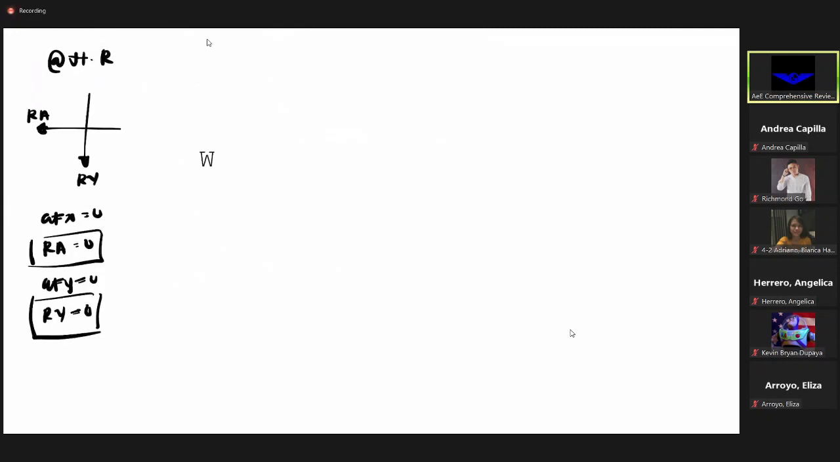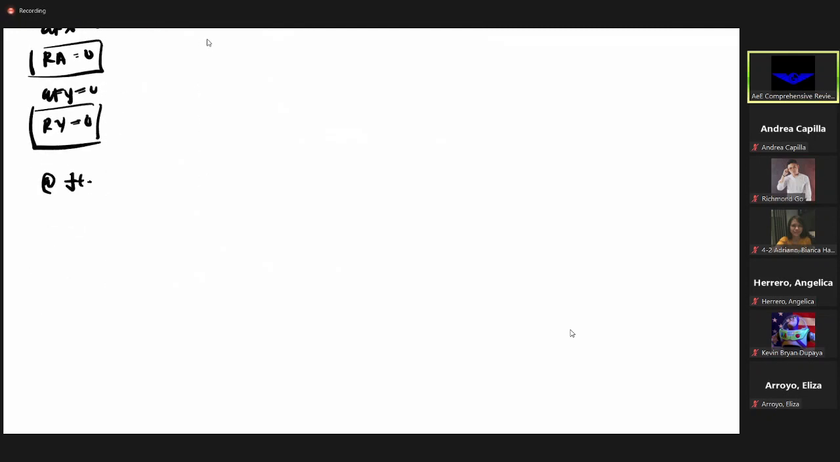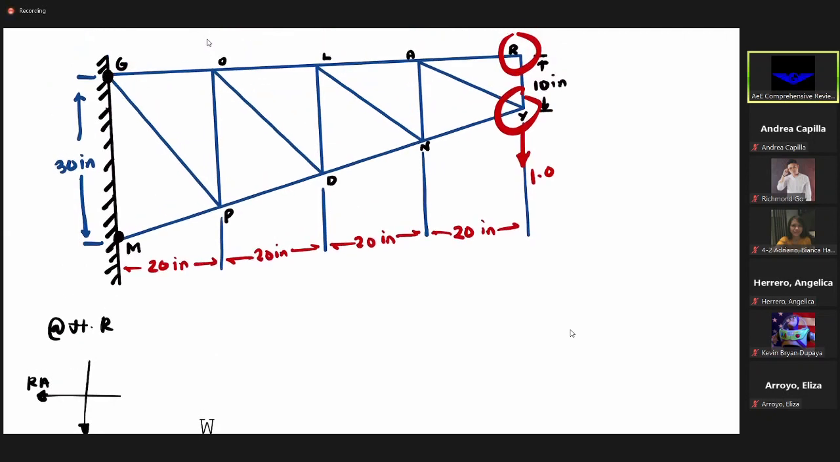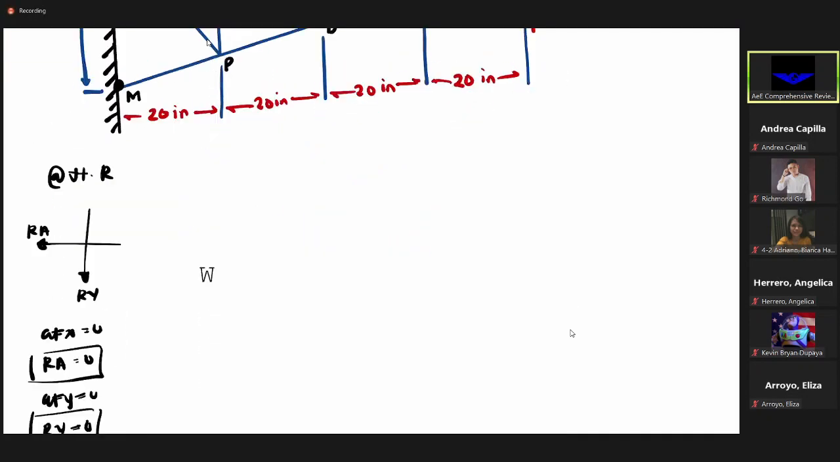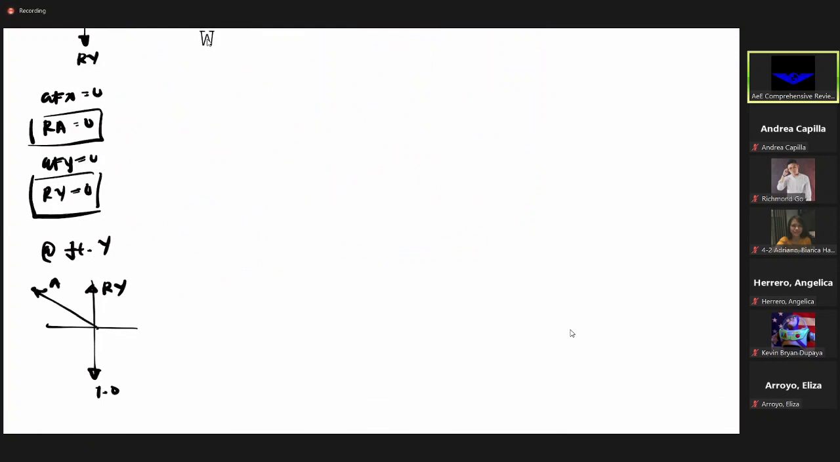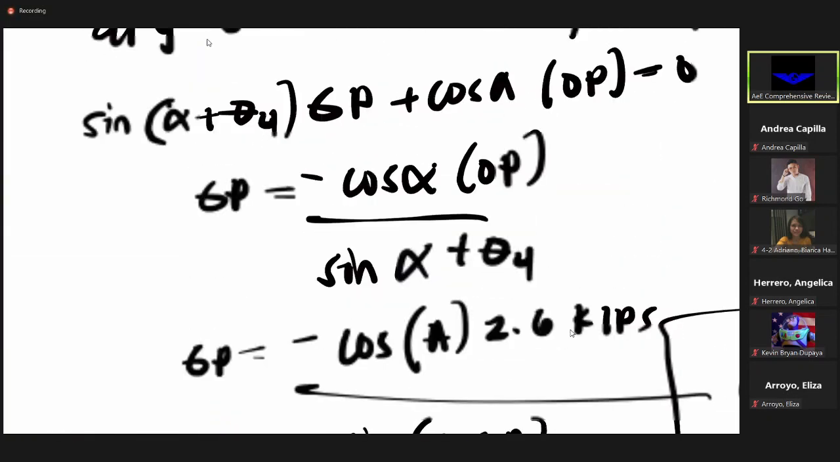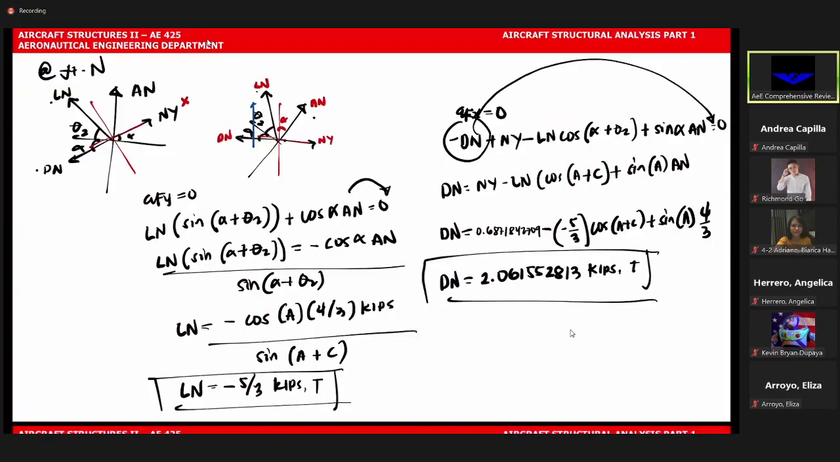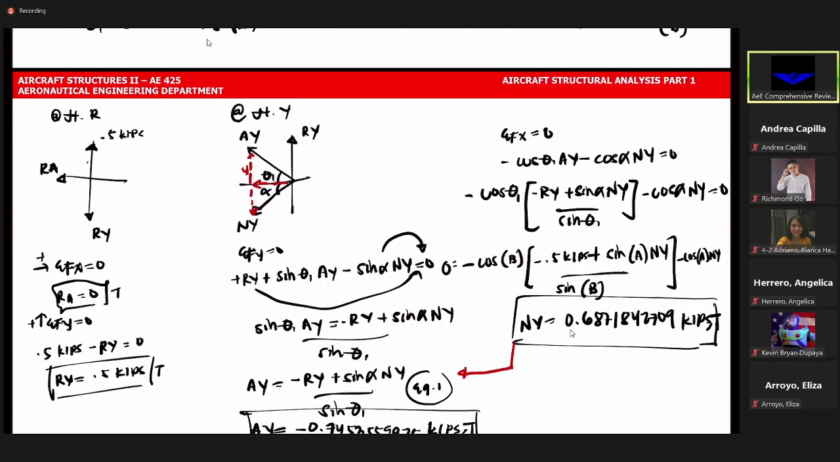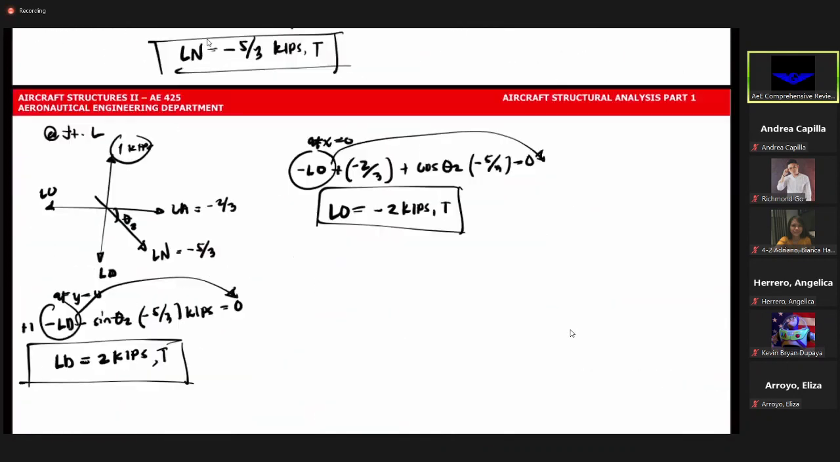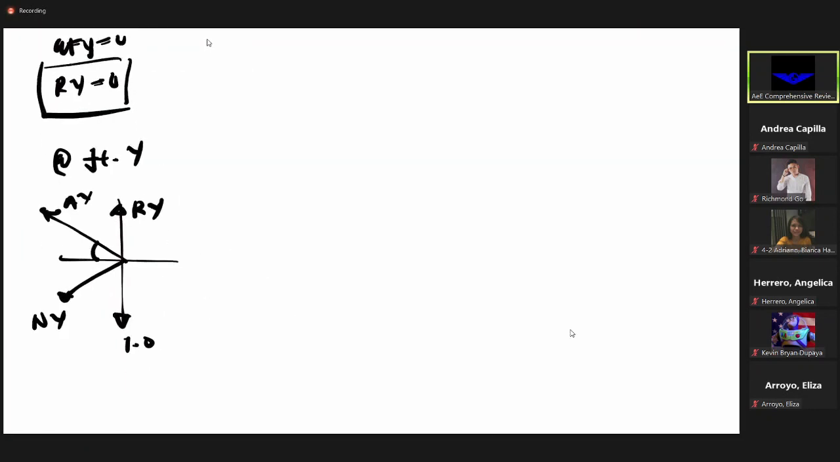So, at Y, syempre, free body diagram at joint Y, meron kang load na 1.0, tapos RY, meron tayong AY, and then NY. Tama? Ngayon, babalikan mo yung mga angle na ginamit natin. So at joint Y, no, ayan, as you can see, meron tayong theta sub 1 and alpha. So yan din yung gagamitin mo dun sa virtual method. So ito is alpha sub 1, theta sub 1, ito yung alpha. Okay?